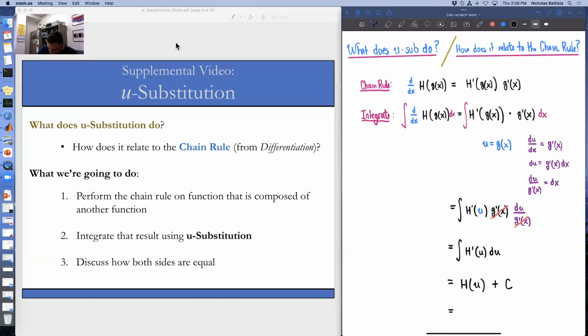So what we have left to do now is go back and resubstitute in for the original variable. Again, rewriting u as g of x everywhere in our solution. So we have h of g of x plus c. So you can kind of see how u-substitution and chain rule are related, because this problem basically started out by us differentiating this capital H function that's a function of g of x.